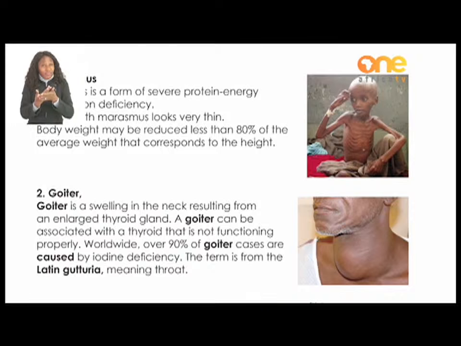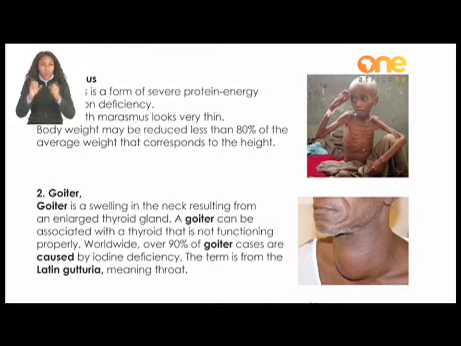Malnutrition deficiency, what are the symptoms? How will you know that this child is suffering from malnutrition? A child with marasmus looks very thin, just like what you see on the picture there. The child looks very thin. The body weight may be reduced to less than 80% of the average weight that corresponds to the height.